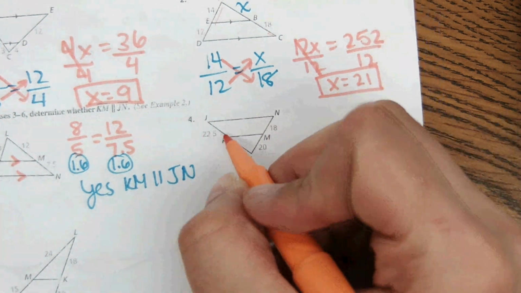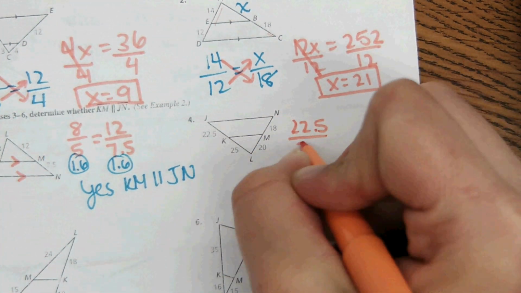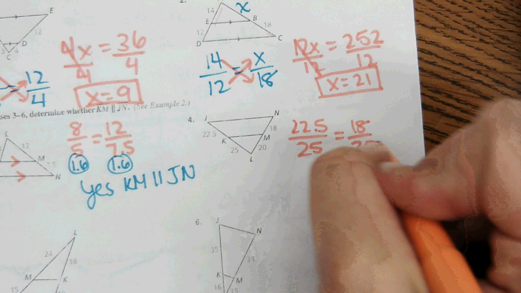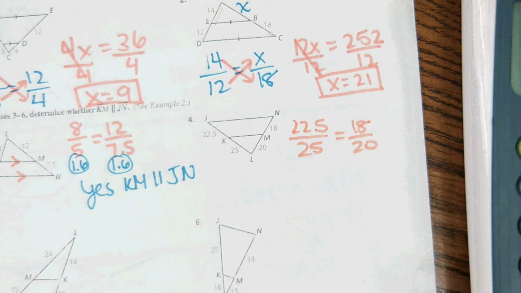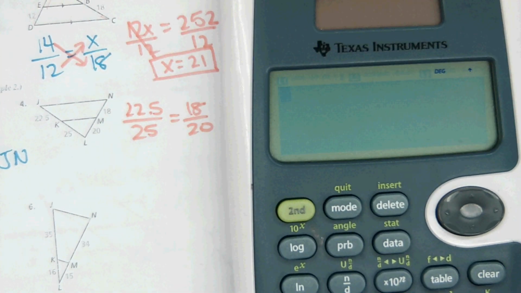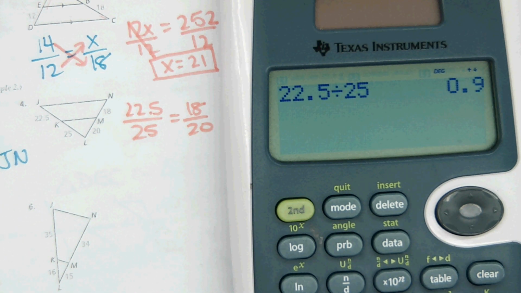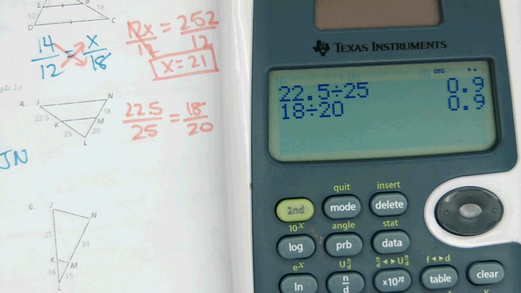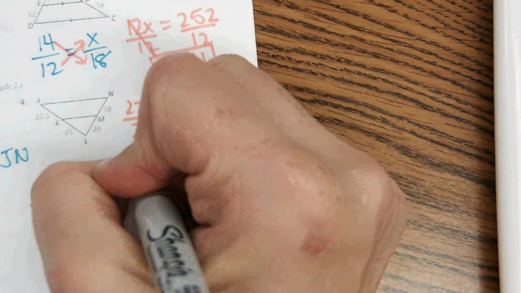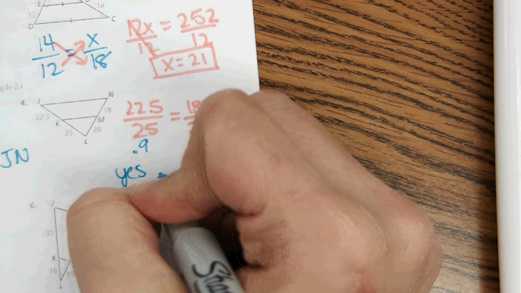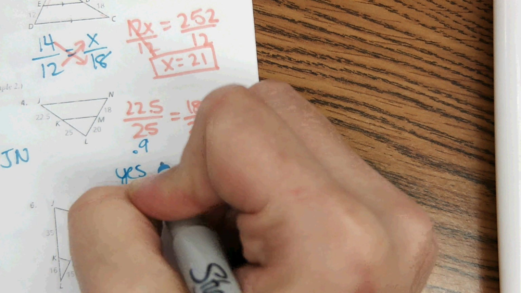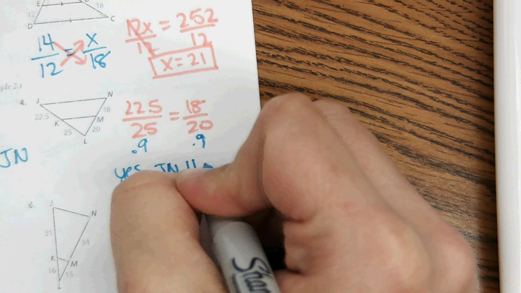Okay, number 4, same idea. We do 22.5 over 25. Does that equal 18 over 20? And so in the calculator, 22.5 divided by 25 and 18 divided by 20, and it equals 0.9 each time. Cool. So that means there is proportionality there, and so yes, Jn is parallel to Km.